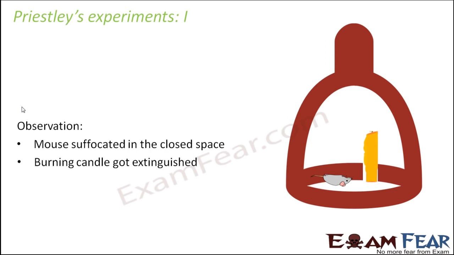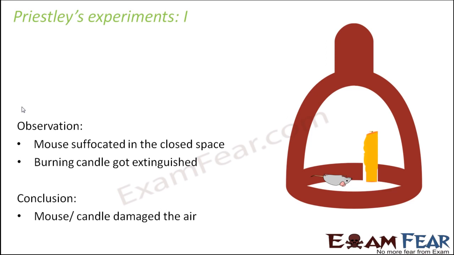Similarly with the candle. A candle, in order to burn, needs oxygen for combustion. It used up whatever was available, and after that it got extinguished. So his conclusion was that the mouse or the candle damaged the air. When you say damaged the air, it basically means that it used up all the oxygen which was present inside the bell jar.